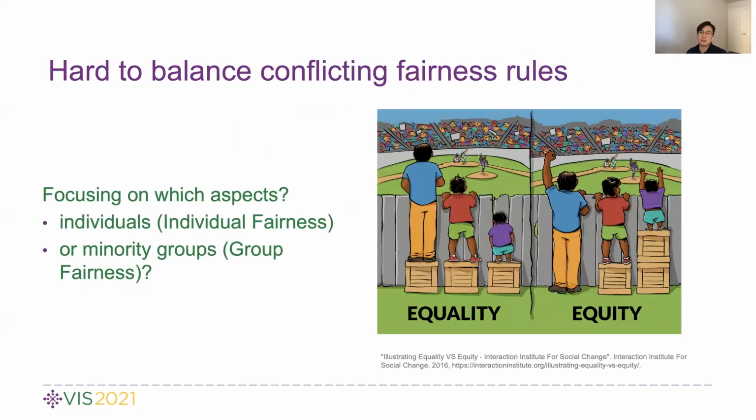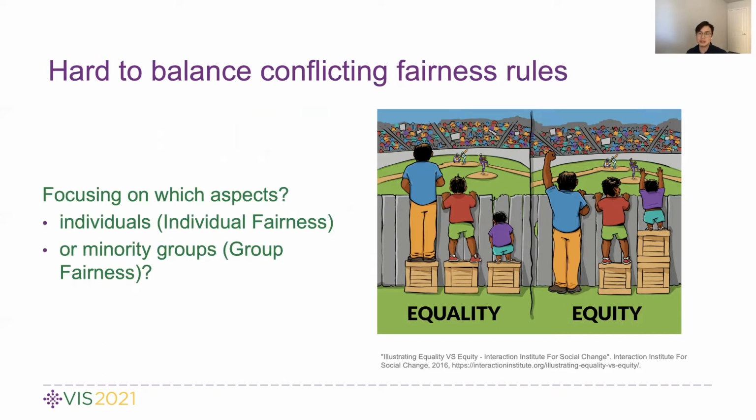The second problem is that it's hard to balance conflicting fairness rules. In reality, there are many rules to achieve different kinds of fairness. But the question is, which one do we want to focus on more? How do we deal with the conflicting fairness rules?